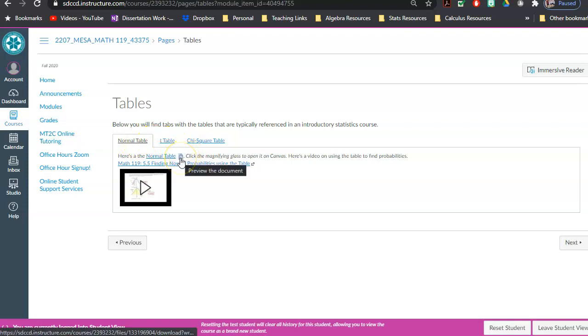You have the normal table that I reference, and then there's going to be a t-table that we'll be using later, as well as a chi-squared table. So you have all of the tables that I talk about as well.